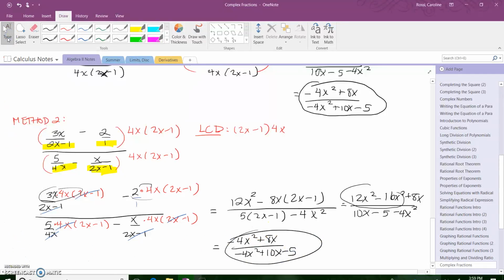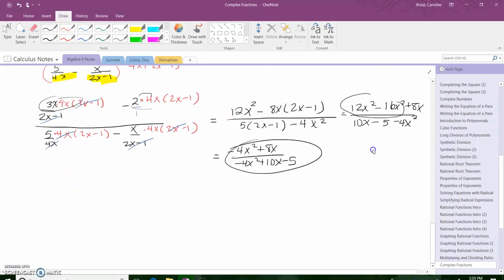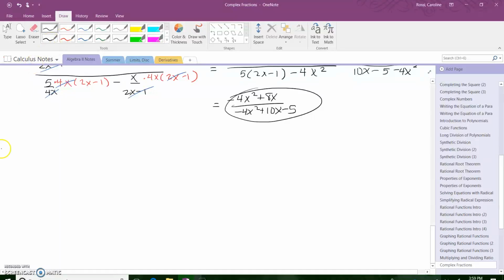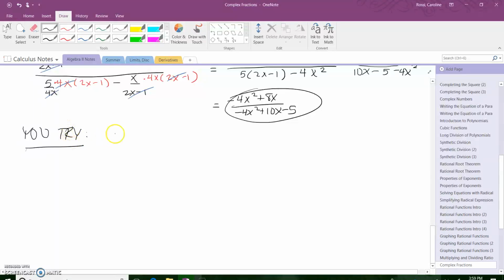I'm going to give you a you-try problem, and you can do this either method that you want, and then in class we're going to compare what you got. So at the end of your notes, let's give this a try. Okay, 6 over x minus 5 plus 1 over x, all over 3 over x minus 2 over x minus 5. Pick either method, doesn't matter.